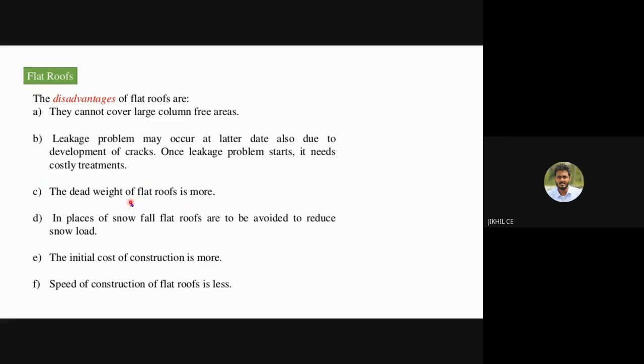The dead weight of the flat roof is very high, and in places of snowfall the flat roof has to be avoided because snow will keep on adding load onto it. The next one is that the initial cost of construction is more for the flat roof, and the speed of construction is less because we can't remove the formwork as quickly as for the shell.